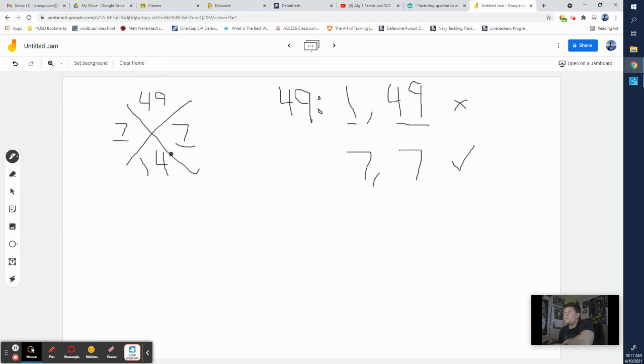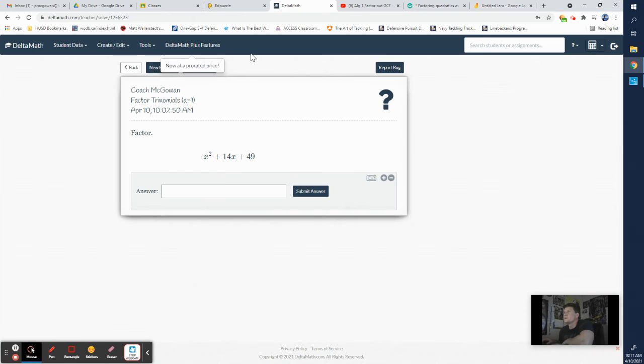So this is my A value. This is my B value. I could write this in our parentheses where I have x plus 7, x plus 7. There's my final answer. So let's go back to Delta Math. Let's punch that in. X plus 7, x plus 7.